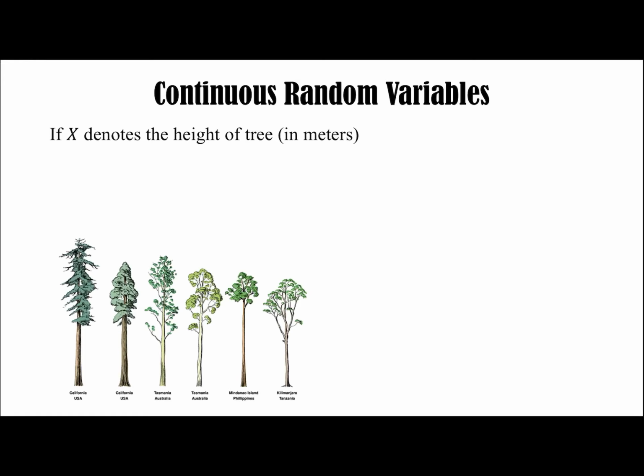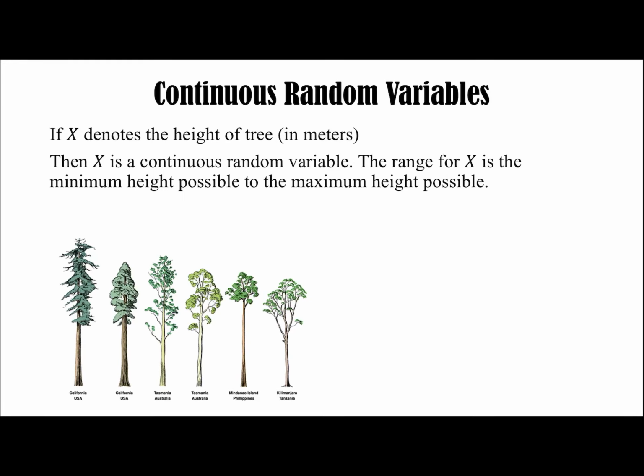In this lesson, we will extend much of what we learned about discrete random variables to the case in which the random variable is continuous. So in this case, if X is a continuous random variable, the range for X is the minimum height possible to the maximum height possible. Say 8 is the minimum height and 12 is the maximum height, then X can take any values between 8 to 12.